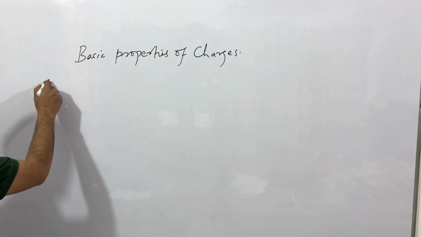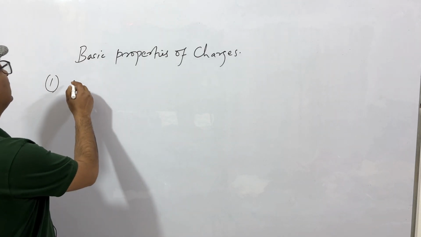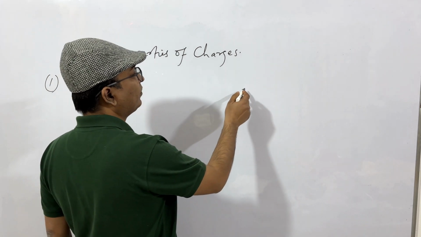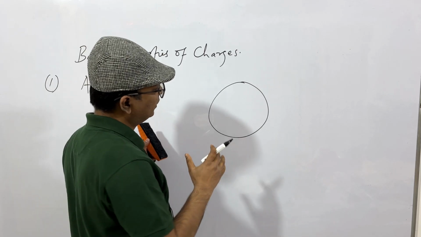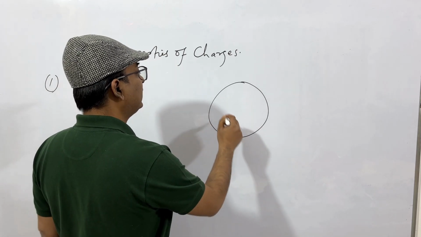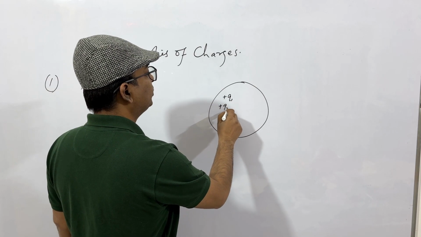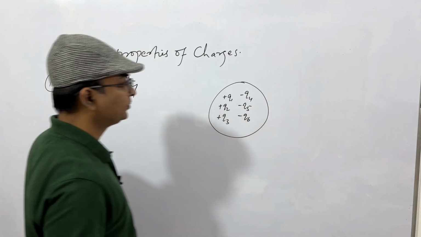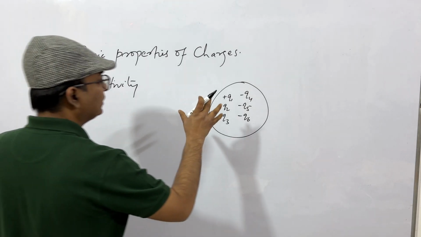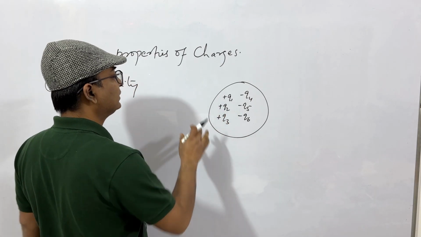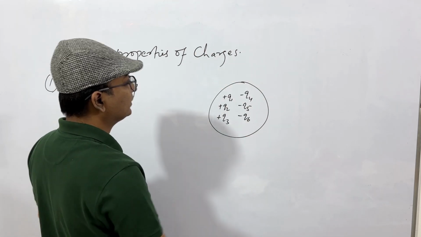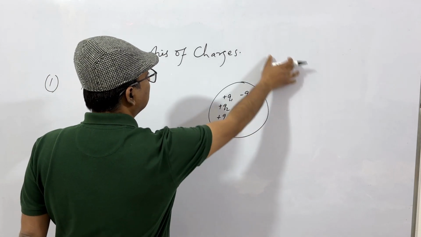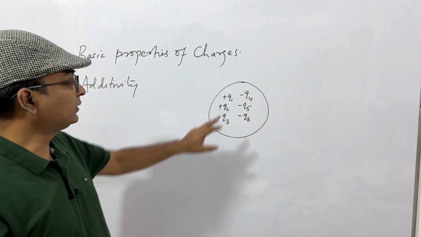The first basic property of electric charges is called additivity. What is additivity? Try to understand it properly. Let's say we have a space, a sphere, and inside this sphere we have so many charges: Q1, Q2, Q3, minus Q4, minus Q5, minus Q6, and so on. Let's understand this as an isolated space, that is, isolated from other charges if there are any around it. Isolated means isolated from its environment. We are not considering charges near this and around this. So this is an isolated system.